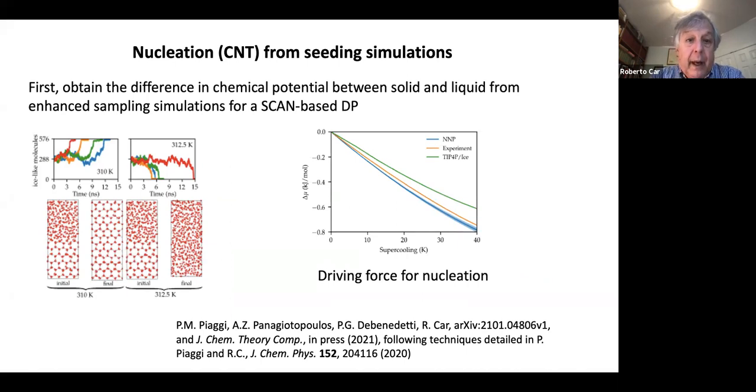another example. In this other example, we consider nucleation of ice from seeding simulation. So I will describe: essentially, a seeding simulation is a simulation in which nucleation is studied by inserting a seed, a crystalline seed, inside a liquid, as I will describe in the next couple of slides.